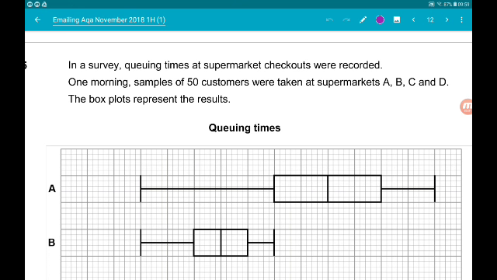Okay, 15, we got box plots. So, in a survey, queuing times at checkout in supermarkets were recorded. One morning, samples of 50 customers were taken at supermarkets A, B, C and D. The box plots represent the data.